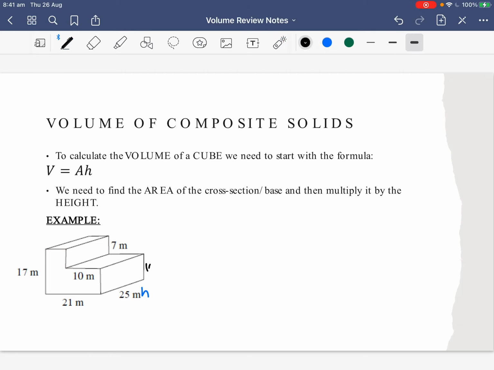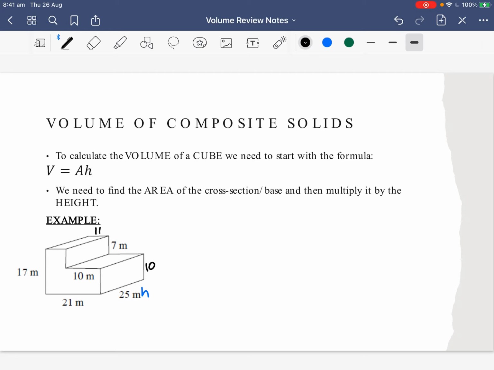Okay, so how we got to 10 is we go 17, so our whole length of our shape, minus that little side bit. So 17 minus 7 gives us an answer of 10. Now we just need to find this side here. So we have 21 minus 10. So 21 minus 10 gives us an answer of 11. I know it doesn't look like 11, but that is 11 there.